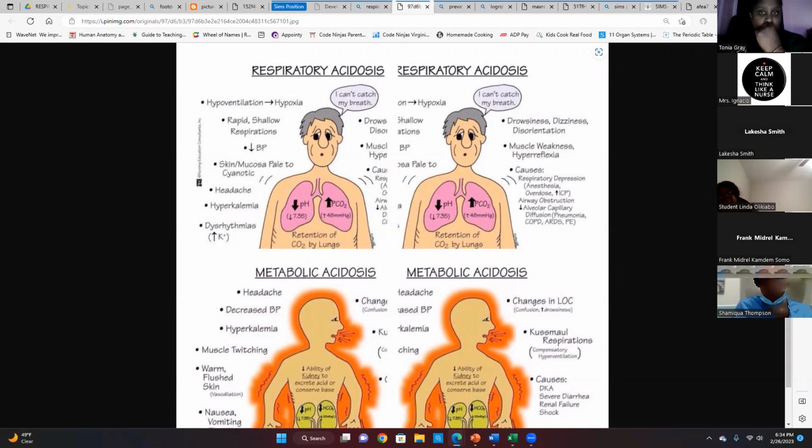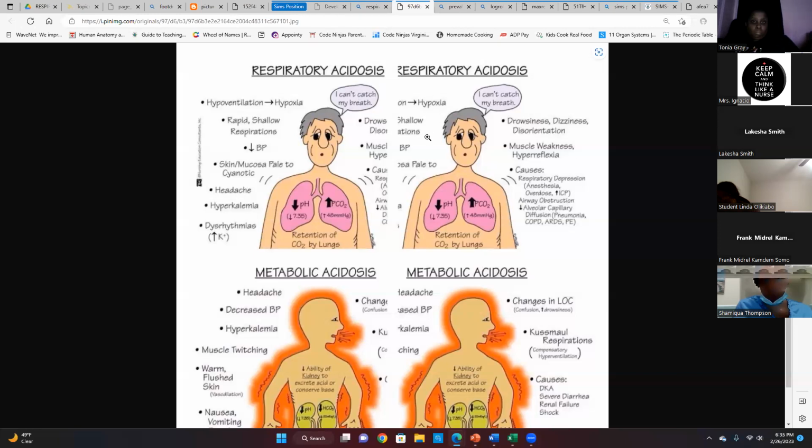When we think of respiratory, I want you to think of CO2, carbon dioxide. If your patient has respiratory acidosis, they are holding on to carbon dioxide, because carbon dioxide is an acid. They are retaining carbon dioxide. This could be your COPD patient, and you see this patient here doing some pursed lip breathing. They're inhaling through their nose, and then blowing out through their mouth.